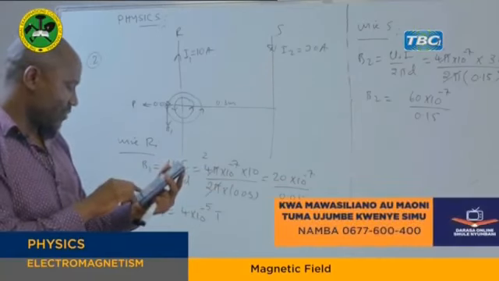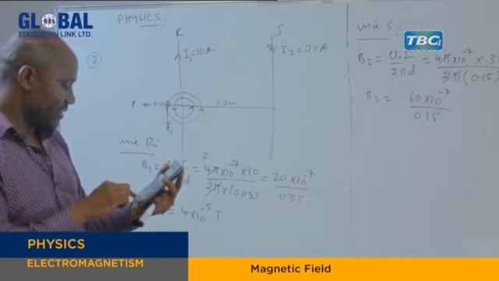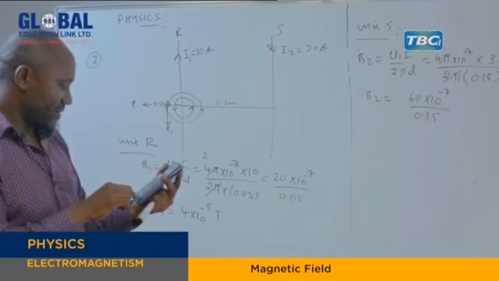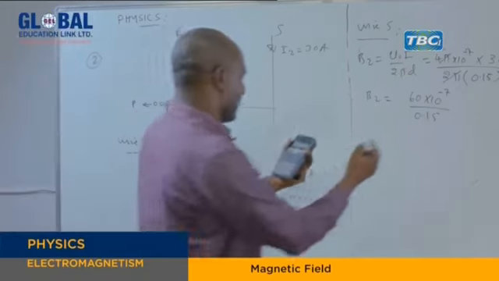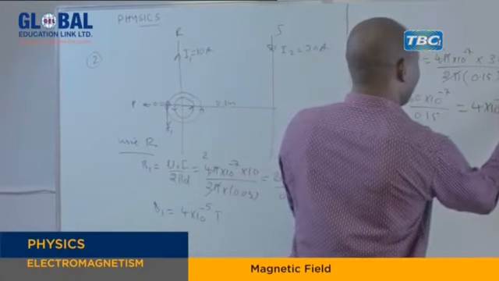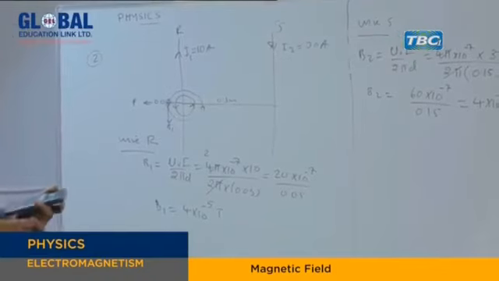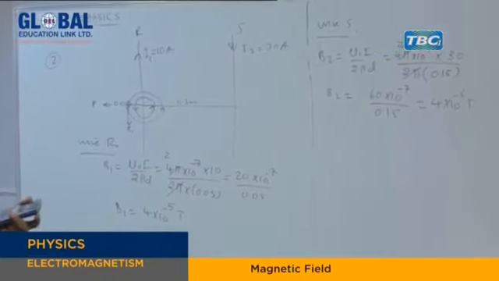Divided by 0.15, multiplied by 10 to the negative 7. You get something like 4 times 10 to the negative 5 Tesla. The values are the same, negative 5, but let's find the direction.